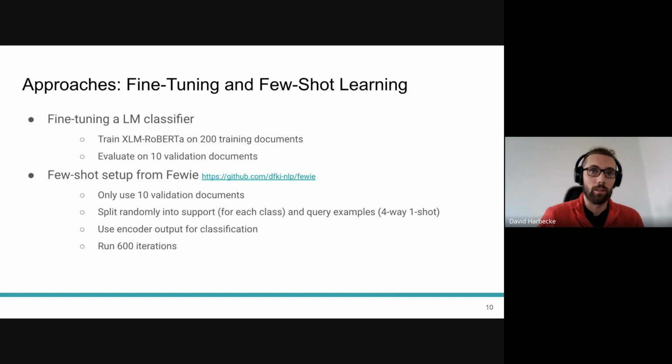Then we split those into support documents and query documents. Each support document is only used for one class, which means we have 4 documents used for the 4 entity types, and then we use the other documents for querying. Then the output of the language model encoder is used to classify, and we run 600 iterations to basically eliminate the chance of how well specific documents, or the entities in specific documents, support specific classes.